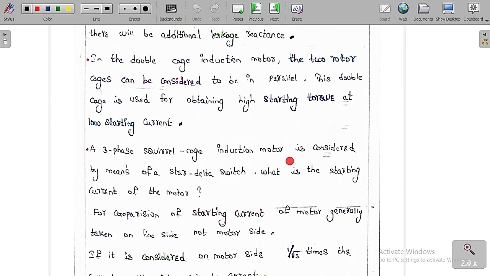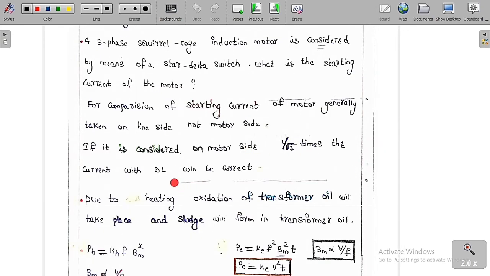A three-phase split cage induction motor is started by means of a star delta switch. What is the starting current of the motor? I've already told you, if you use the star delta starter, the starting current is 1/3 times the starting current with direct online. For comparing the starting current of the motor, we generally take the line side, not the motor side. On the motor side, 1/√3 times the direct online current would be correct.